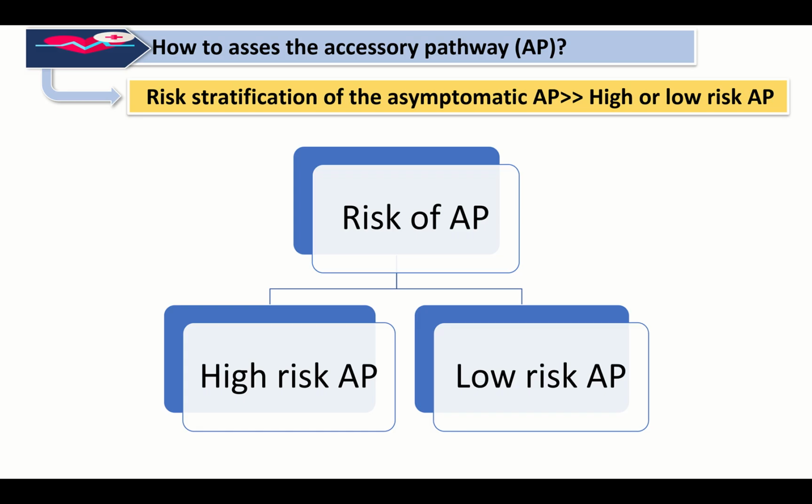We can see the accessory pathway on ECG. We have to know, is it a high risk accessory pathway? So we have to be meticulous, go for urgent EP study and urgent ablation, or is it just a low risk accessory pathway, no harm, no worries, so we can just follow up. So we have to see if the patient has asymptomatic pre-excitation, is it high risk or low risk?